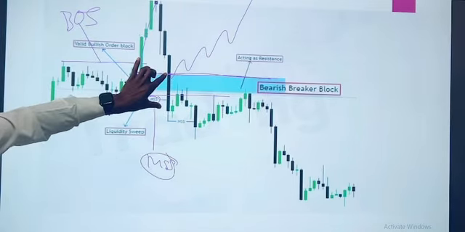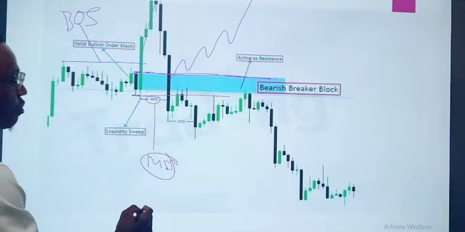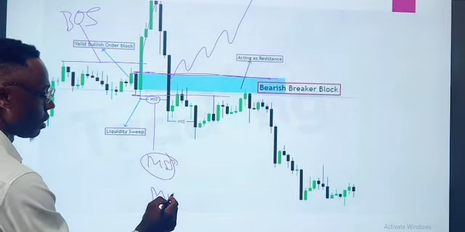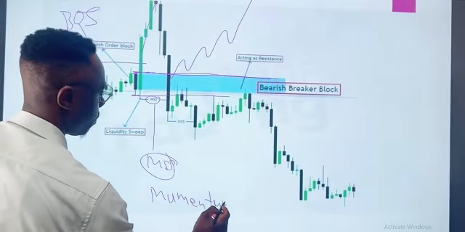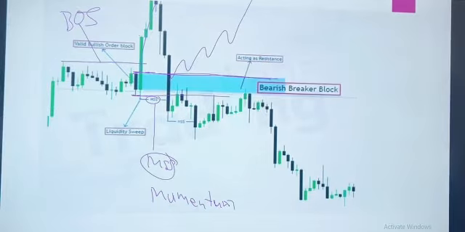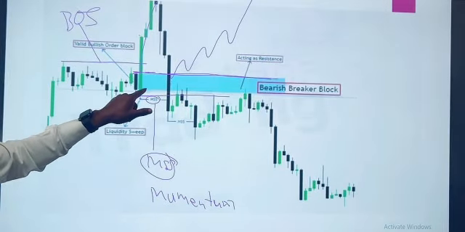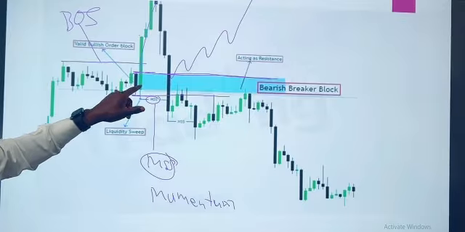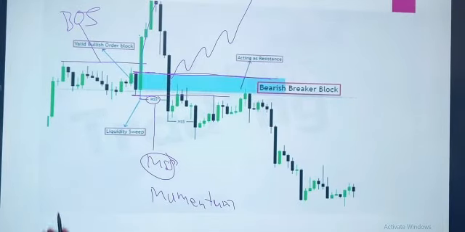And look at the candlestick that broke the zone. Look at the candlestick that broke the zone. It's what? A momentum candle. Momentum. All right, it's a momentum candle. It makes this zone a valid breaker block. And the next thing, the breaker block should be found in a key area.